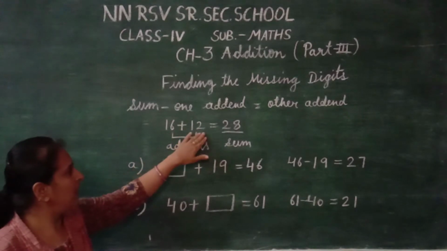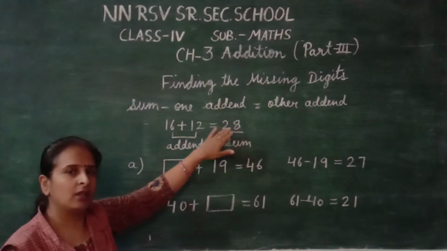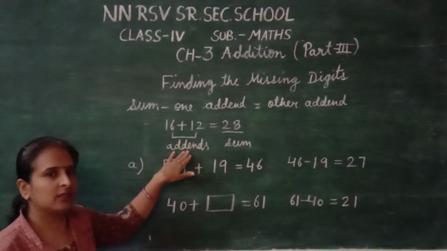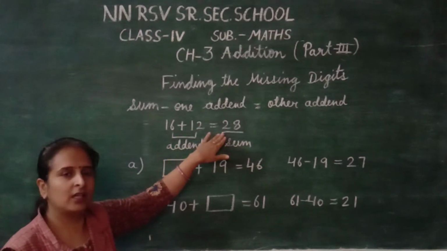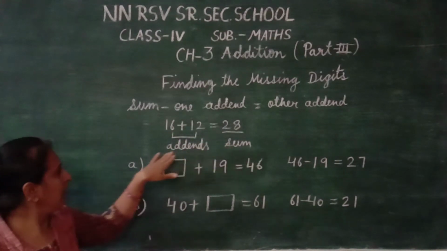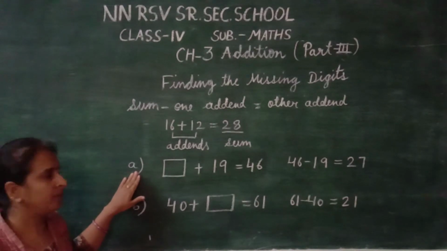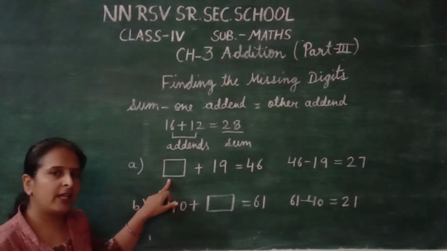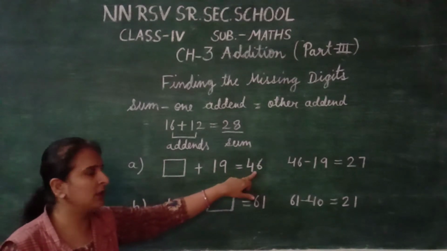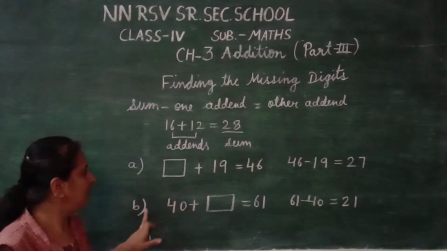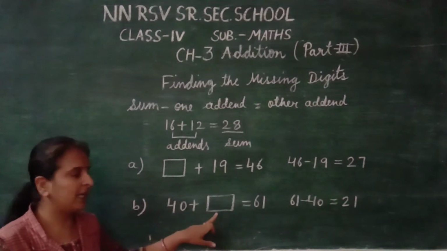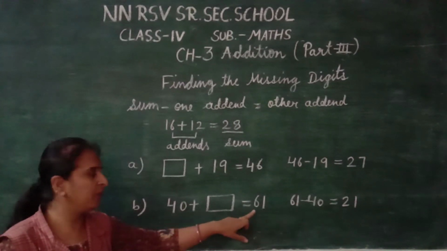16 plus 12 equals 28. Here 16 and 12 are both addends and 28 is the sum of these two numbers. In example A, one addend is missing, the second addend is given and the sum is also given. In B, the first addend is given, the second addend is missing and the sum is given.